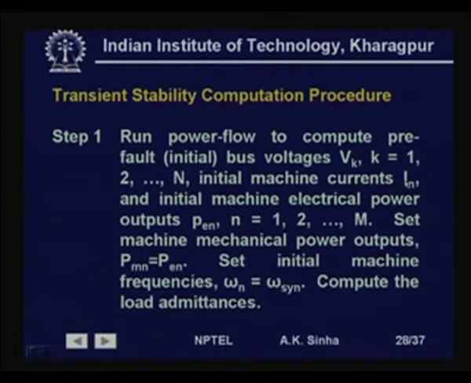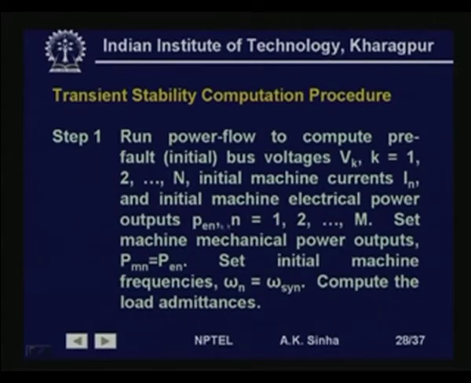Initial machine currents I n and initial machine electrical power outputs can also be calculated, because once we know this V, we can calculate I, and because the power output from the machine initial values are known, which are the given values, we can calculate the current. Once we know the current, we can calculate the internal voltages, and so I n and E n are known. So, power outputs from the machine are known.